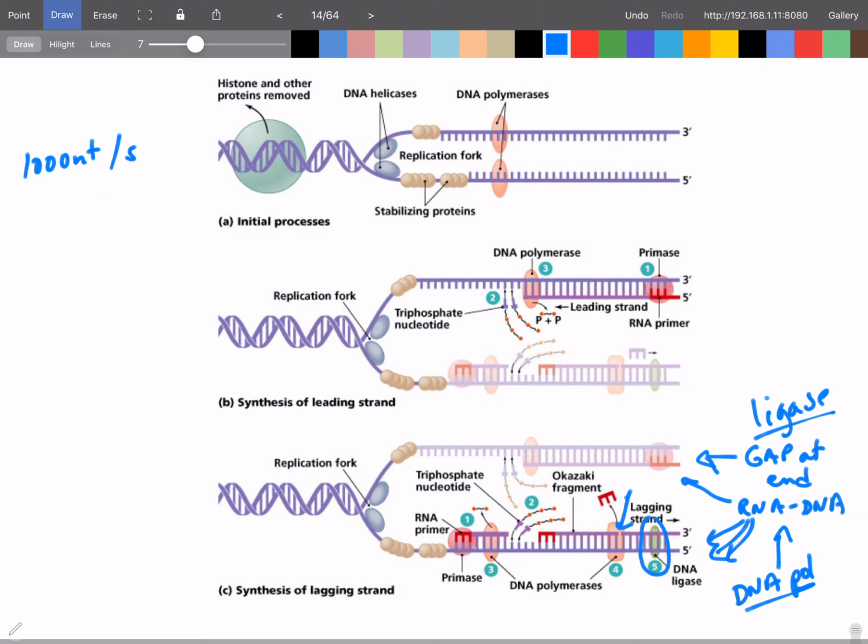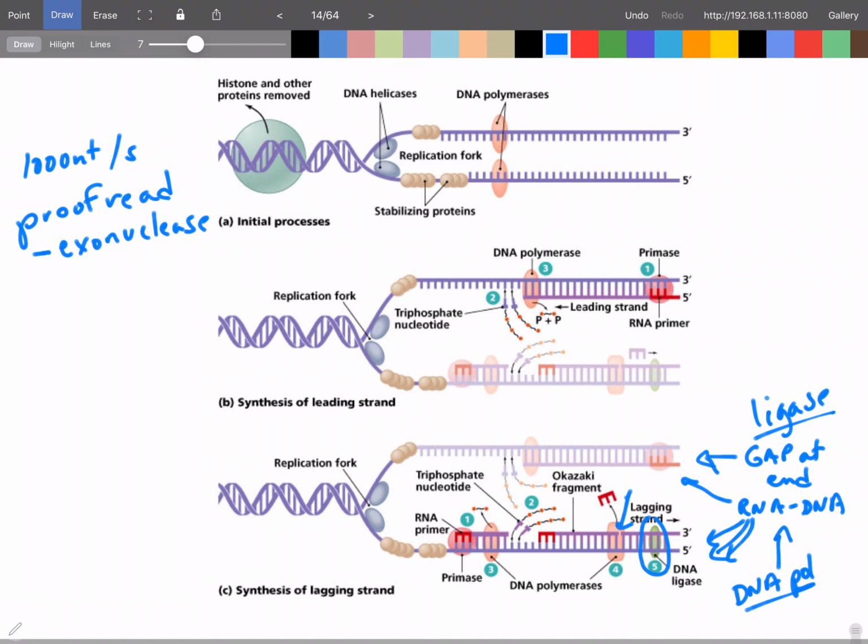But it also has the ability to proofread. So it's got a spell check. There's this pocket where if nucleotides are mismatched, it can actually back up and chew the DNA that's not right away. So we say it has an exonuclease activity. Its ability to chew that little erroneous piece away, proofread, and then move on. So it gets rid of those mismatches.